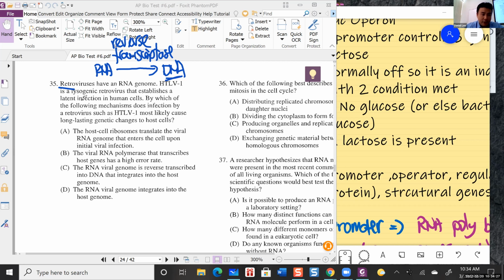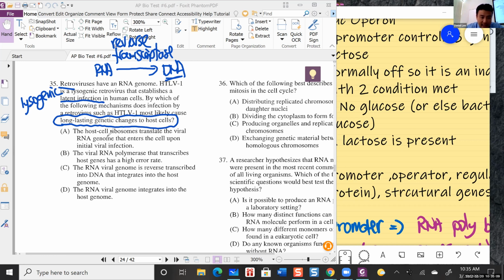All right, so they establish a latent infection. So they are lysogenic, not lytic, right? By which of the following mechanisms does the infection by a retrovirus, such as this, most likely cause a long-lasting genetic change to the host? So if they're lysogenic, they actually insert themselves into the host DNA and stay dormant. Every time the host divides by mitosis, they are also divided along, right? So including the viral DNA and the host DNA, everything is replicated, right? So that is how the lysogenic latent cycle works. Okay? So let's look at the choices.